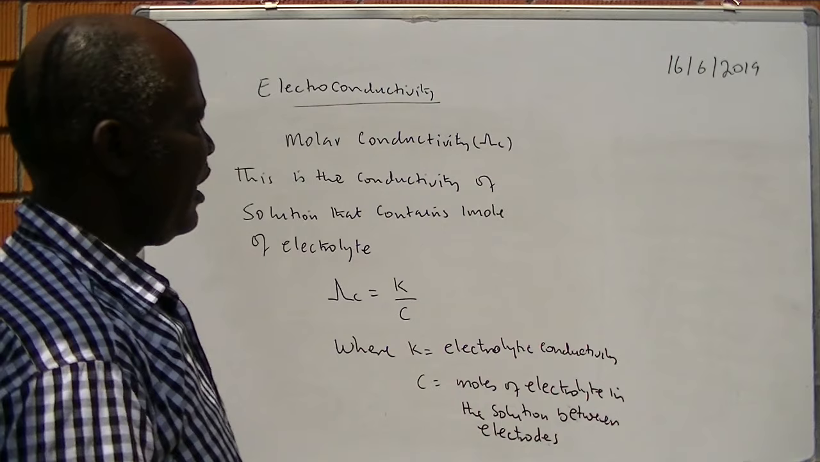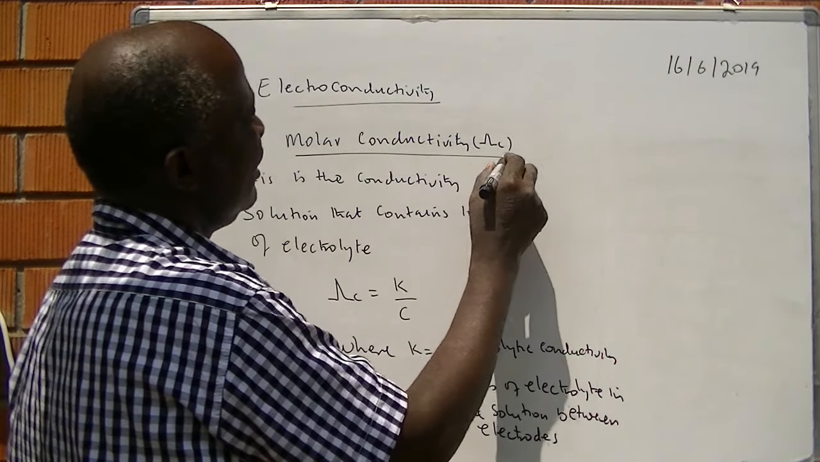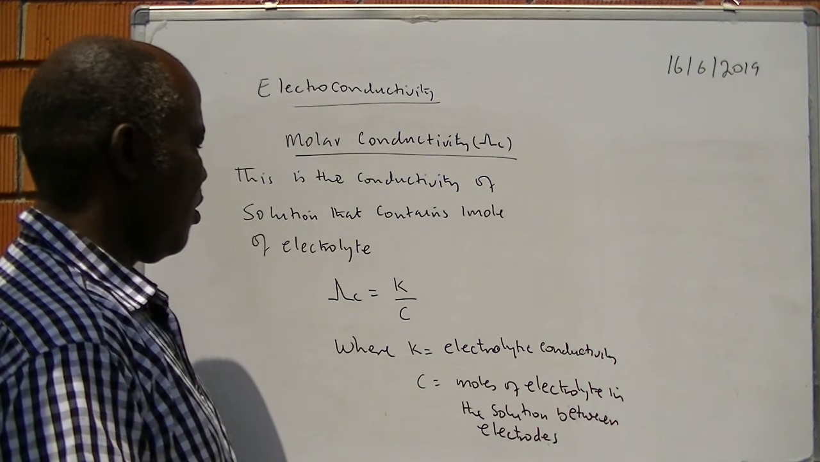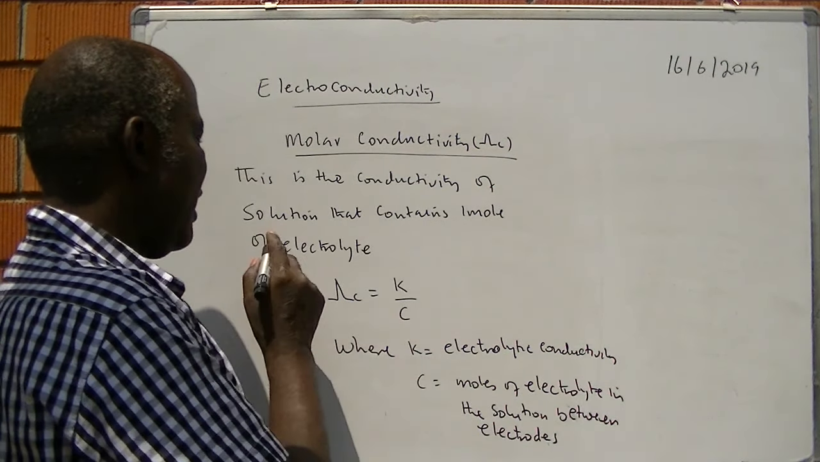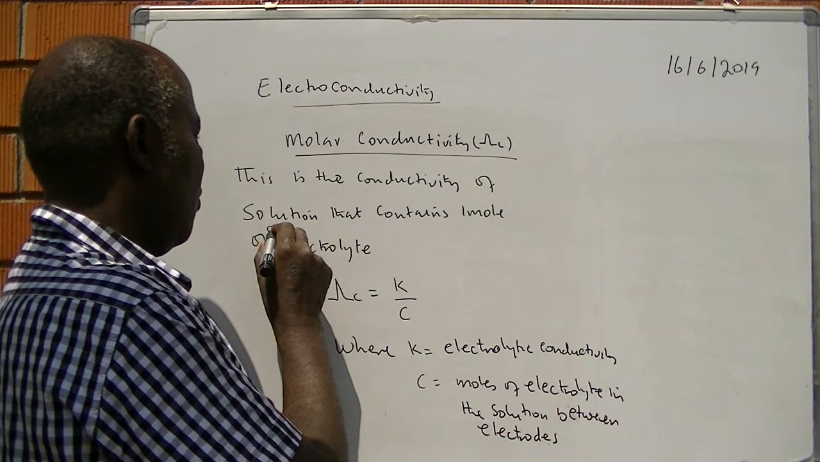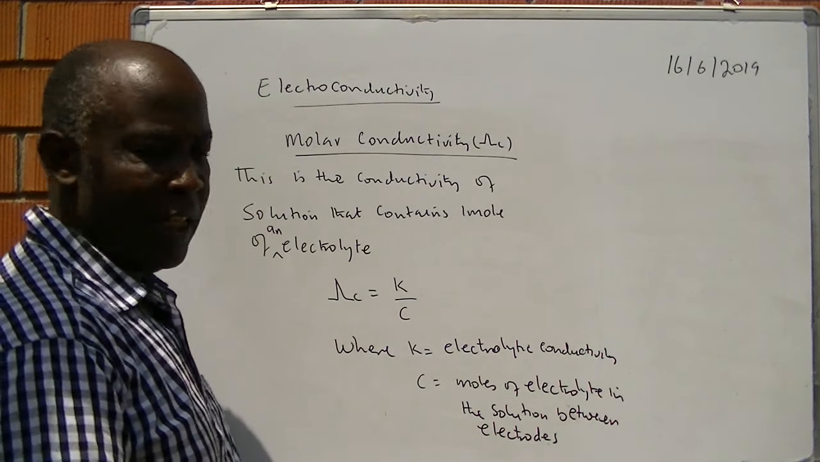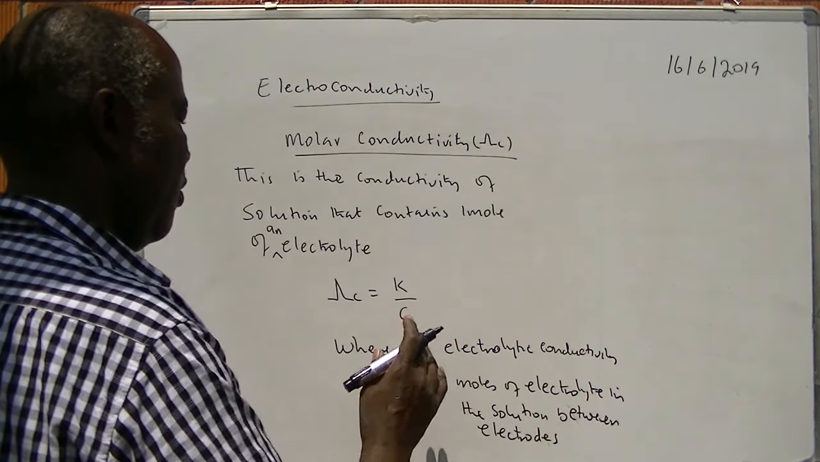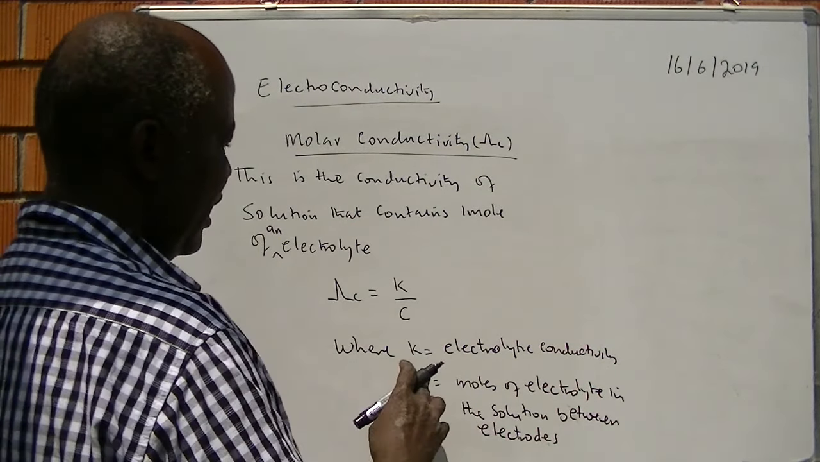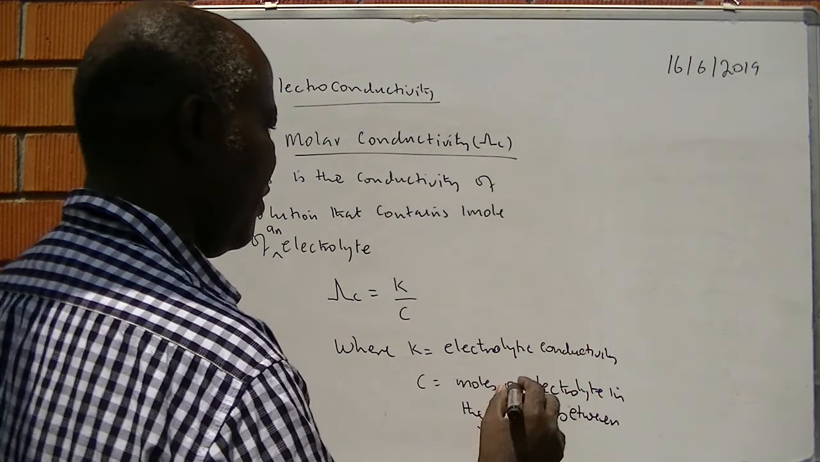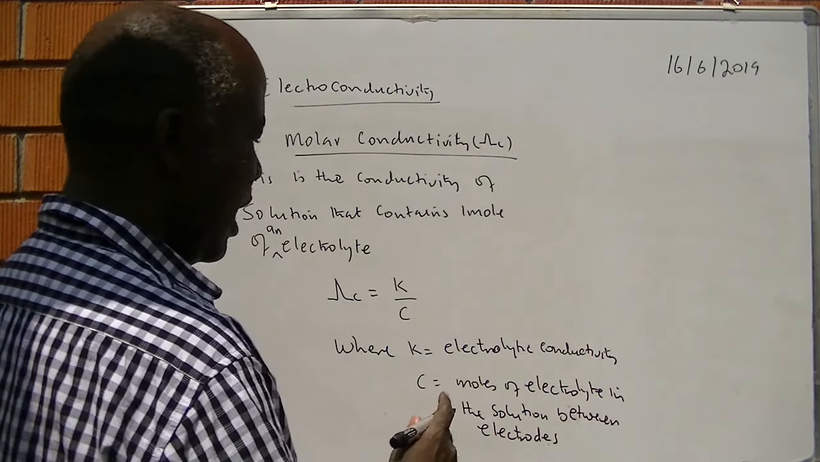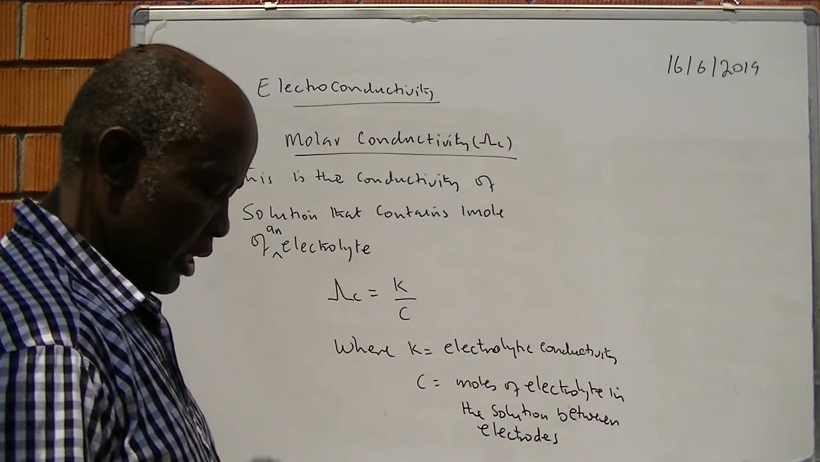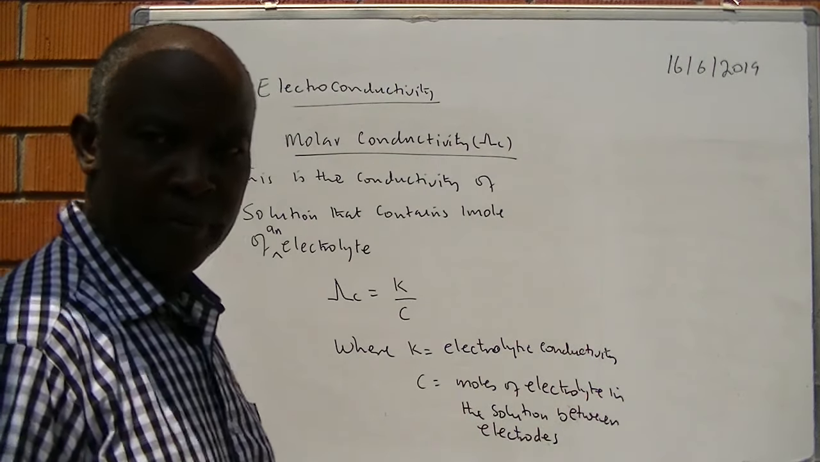Molar conductivity, capital lambda C, is the conductivity of a solution that contains 1 mole of an electrolyte. Therefore, lambda C, molar conductivity, is equal to K over C, where K is electrolytic conductivity and C is the moles of electrolyte in the solution between electrodes.